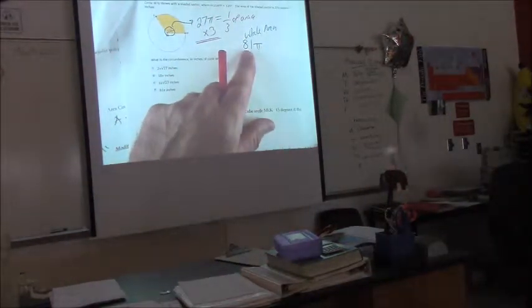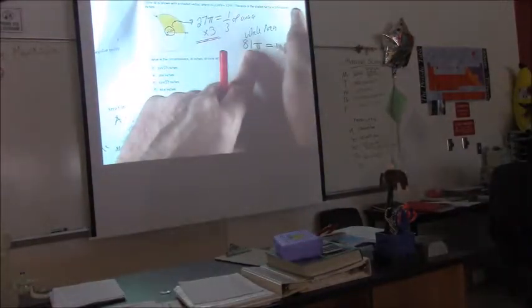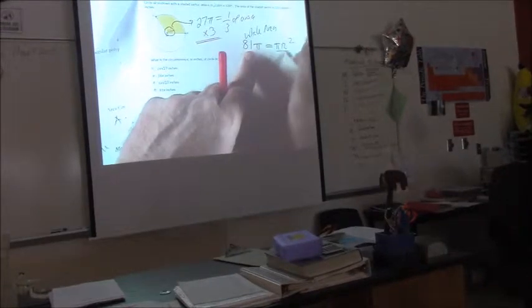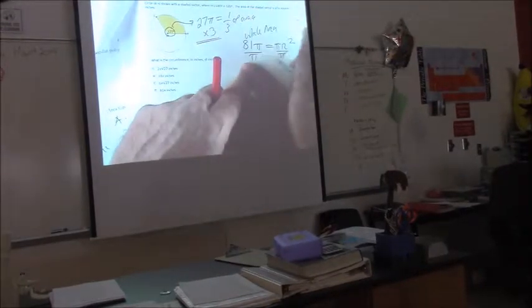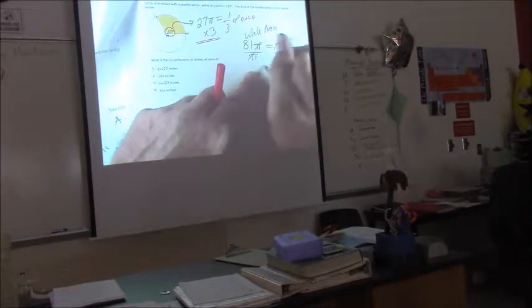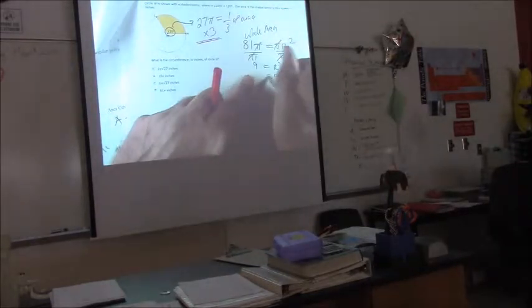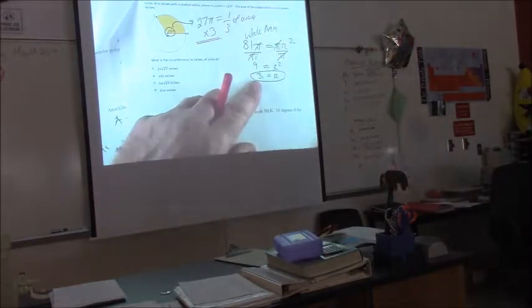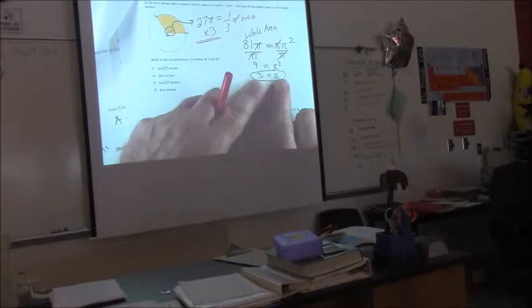Well, with this formula, can I find the radius? Yeah. How do I find area? Pi r squared. And when I divide by pi, right, I'm trying to find the radius. The pi's go bye-bye. So the radius squared is 81. So what's the radius? 9. Right? Take the square root of it.